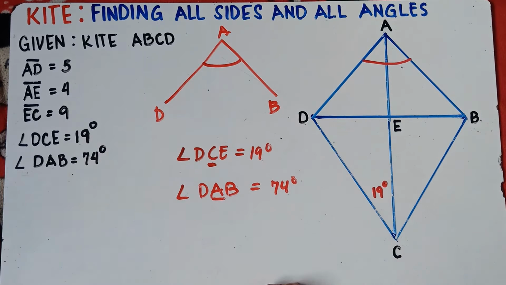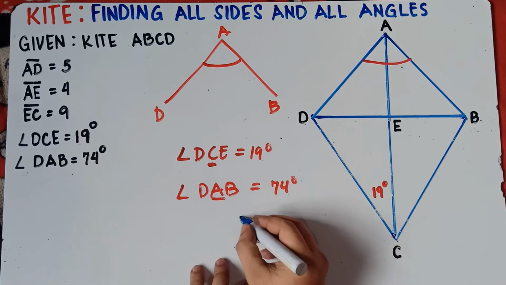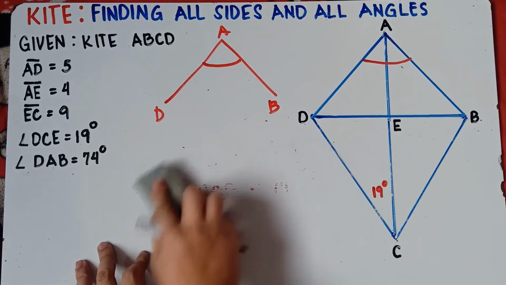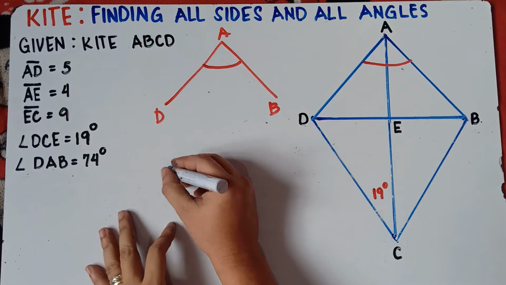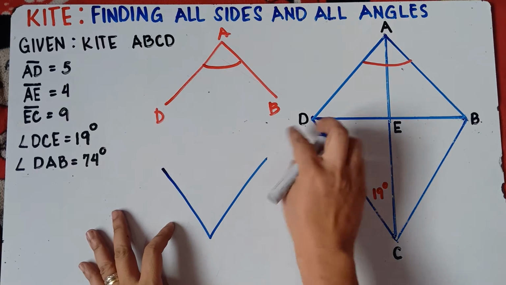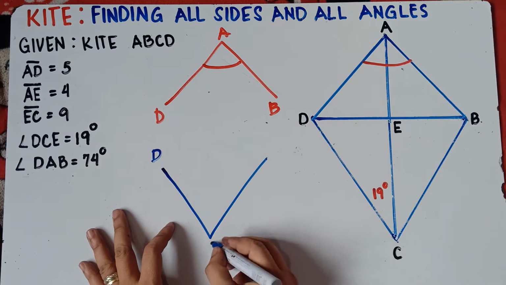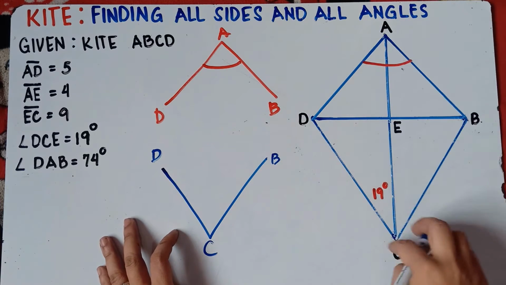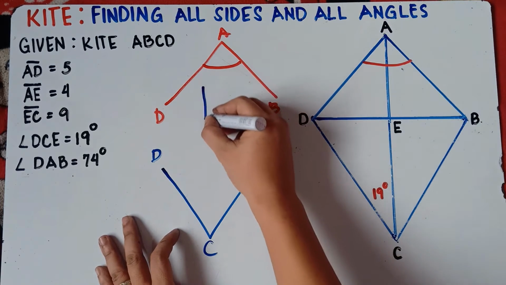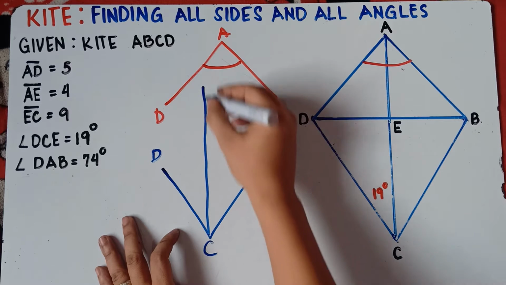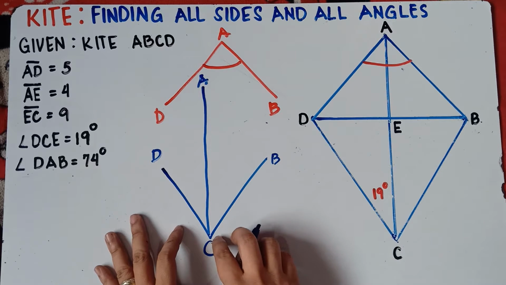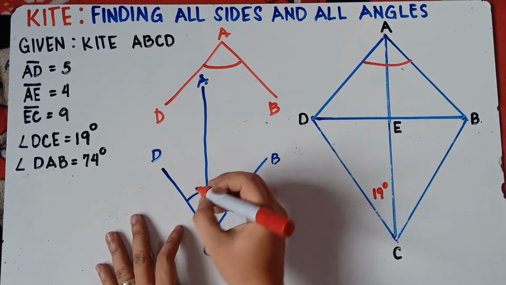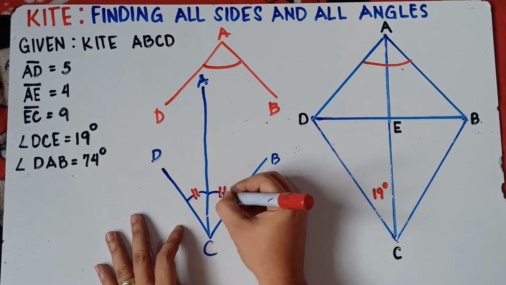If we draw this one, we have angle C. Let me just draw this one, class, for you to understand. D, C, and B, and we draw this diagonal. Once again, AC is the diagonal. This diagonal AC cuts this angle C into two equal parts. So therefore, this angle right here is congruent to this angle.